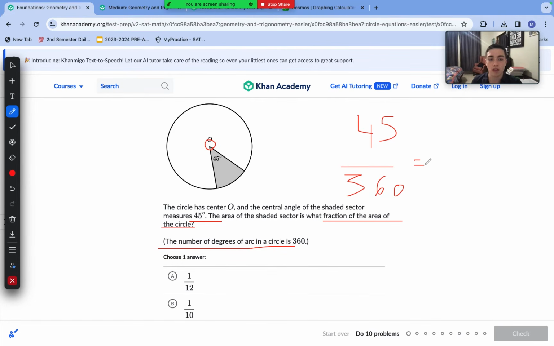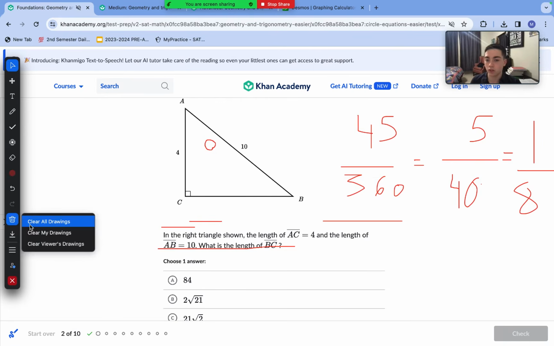45 over 360, and now we can simplify this fraction. We can start by dividing by 9. We get 5 over 40, and now we can divide numerator and denominator by 5. So we are left with 1 over 8. So 1 over 8 is the correct answer here. On to our next question.